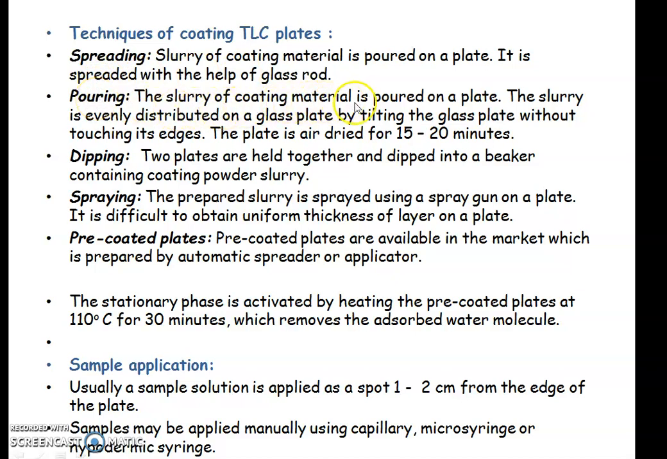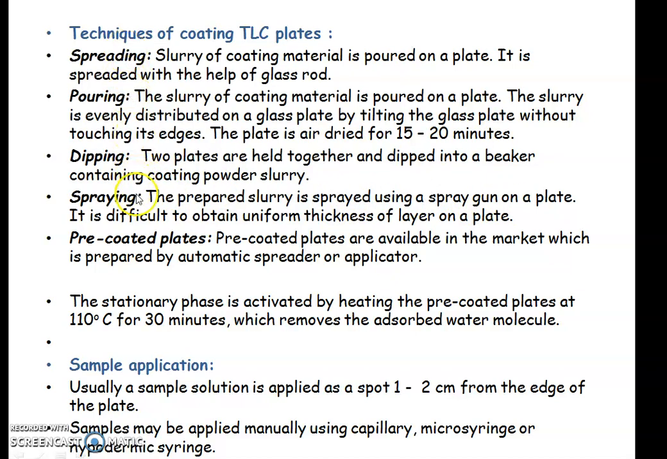The slurry of coating material is poured on the plate and the slurry is evenly distributed on the plate by tilting the glass plate without touching its edges. Dipping method: two plates are held together and dipped into a beaker containing the coating powdered slurry. Another is the spraying method. Here the prepared slurry is sprayed with the help of a spraying gun on the plate.